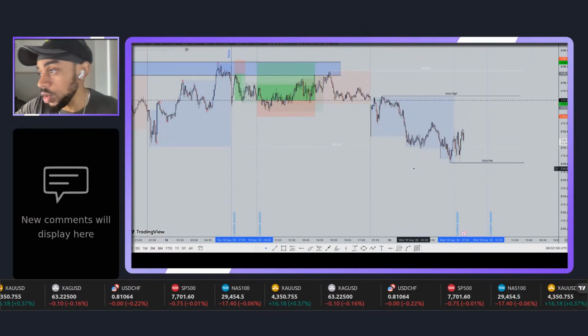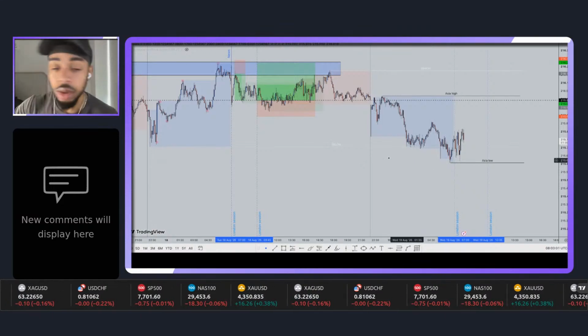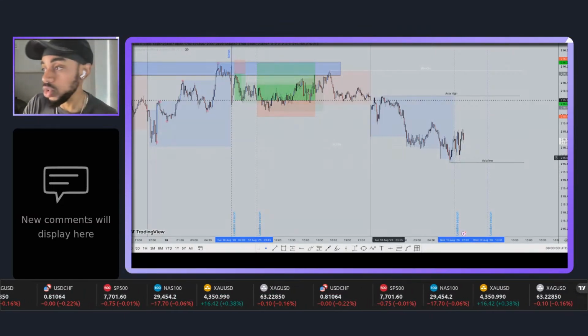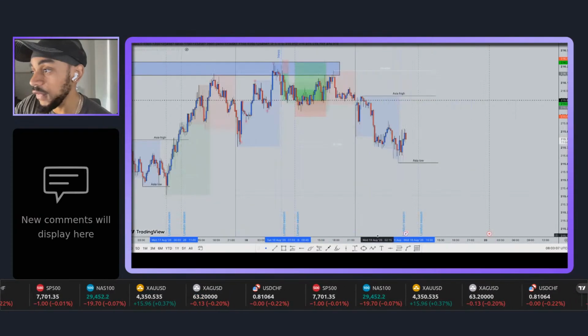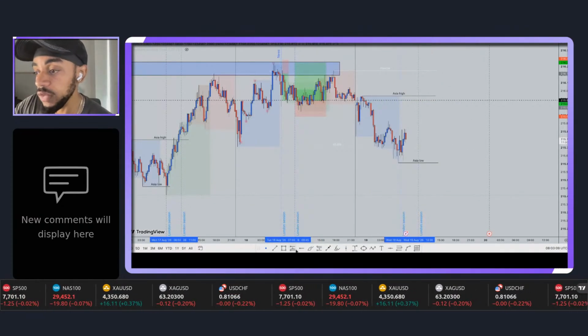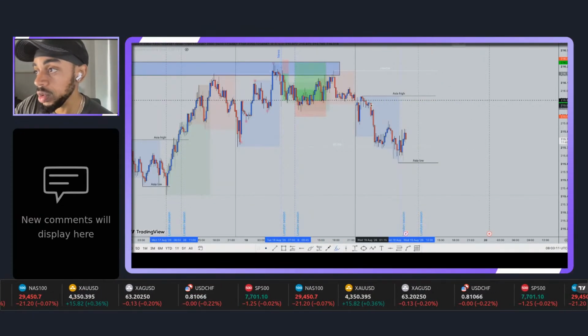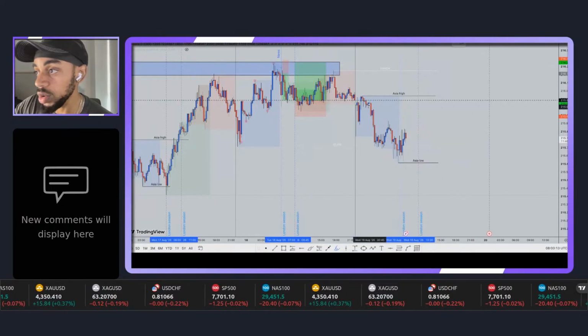So now I'm looking for a setup. I'm scoping the charts, I'm searching, I'm trying to find something. So I'm on the 15-minute time frame now. On the 15-minute time frame, here's what I'm looking at. We were in a bit of a downtrend.